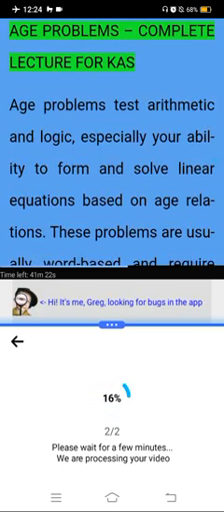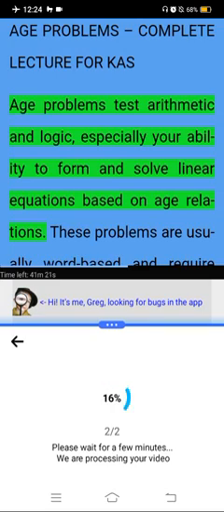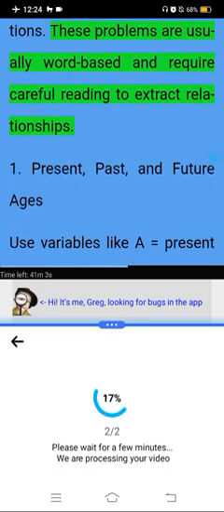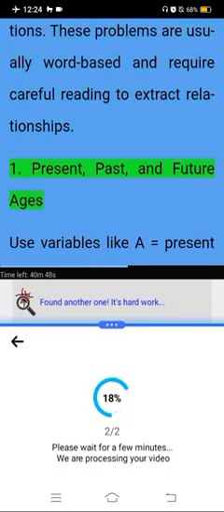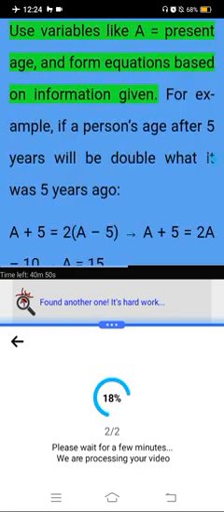Age problems, complete lecture for CAS. Age problems test arithmetic and logic, especially your ability to form and solve linear equations based on age relations. These problems are usually word-based and require careful reading to extract relationships. 1. Present, past, and future ages. Use variables like A equals present age, and form equations based on information given.